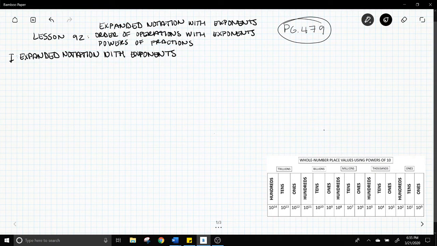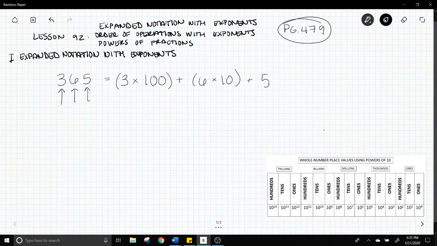Okay, so the first part of this lesson is expanded notation with exponents. We've already done expanded notation in the past, and I will show you an example of that. 365 in expanded notation. You take each digit and multiply it by its place value. So 300 is in the hundreds spot, so we multiply it by 100. Then we look at our next digit. 6 is in the tens place, so it's 6 times 10. And then finally 5. 5 is in the ones spot, so it's 5 times 1. And that's general expanded notation.